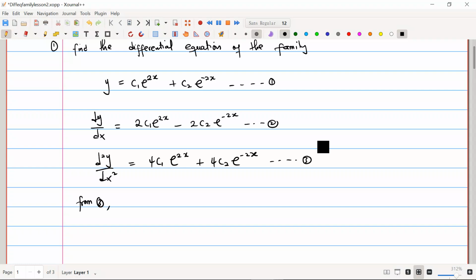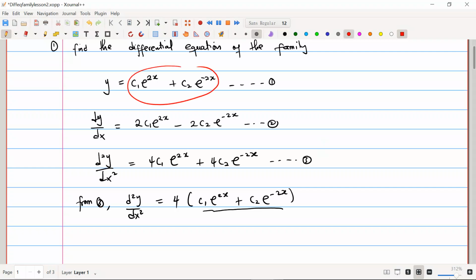d squared y dx squared is equal to, now I'm going to pull out a factor 4, and I will get c1 e to the 2x plus c2 e to the negative 2x. Now if you look at this expression, what do you have? That expression is actually equal to y from equation 1. So I can replace that whole expression by y. So I'm going to have d squared y dx squared is equal to 4 times y from equation 1.